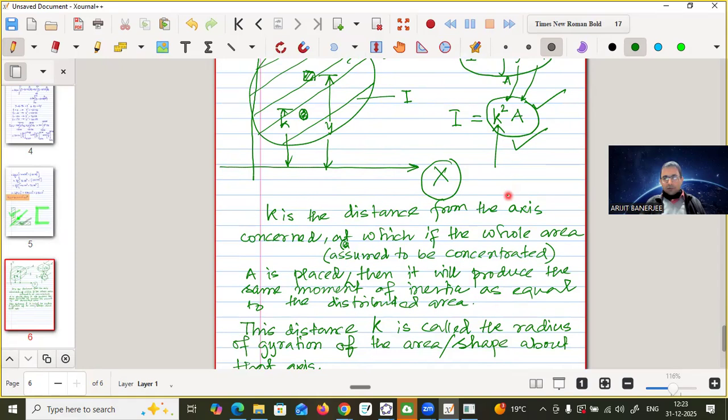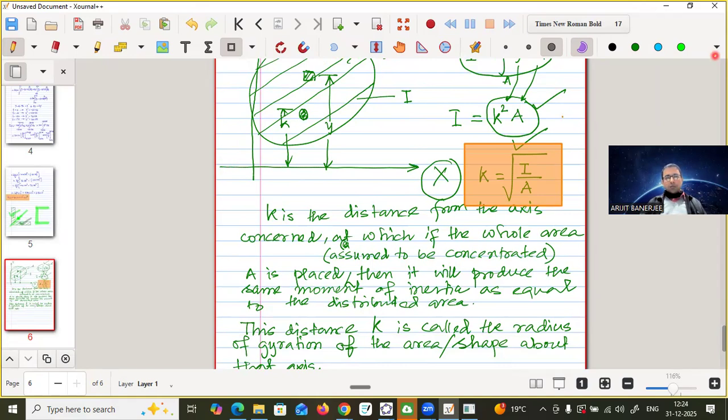So you can therefore calculate that k is equal to root over I by A for area moment of inertia. For mass moment of inertia, it will be root over I by M, right? So this is the definition of the radius of gyration. Okay, root over I by A.